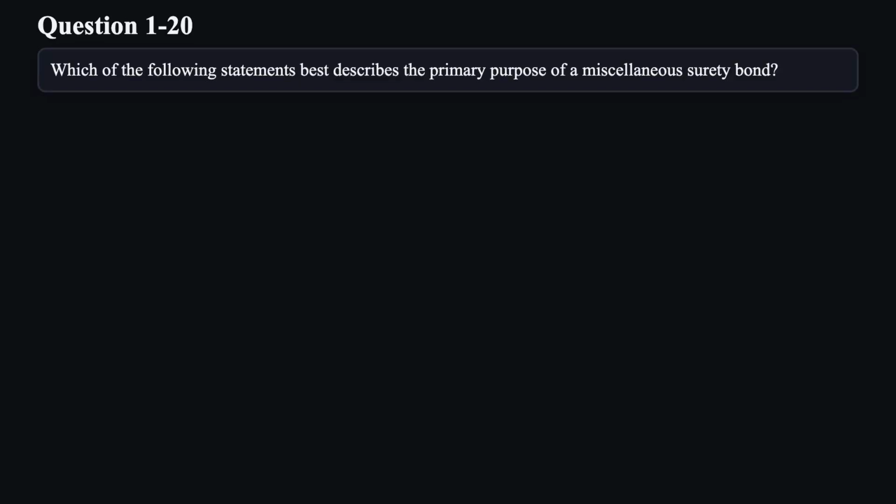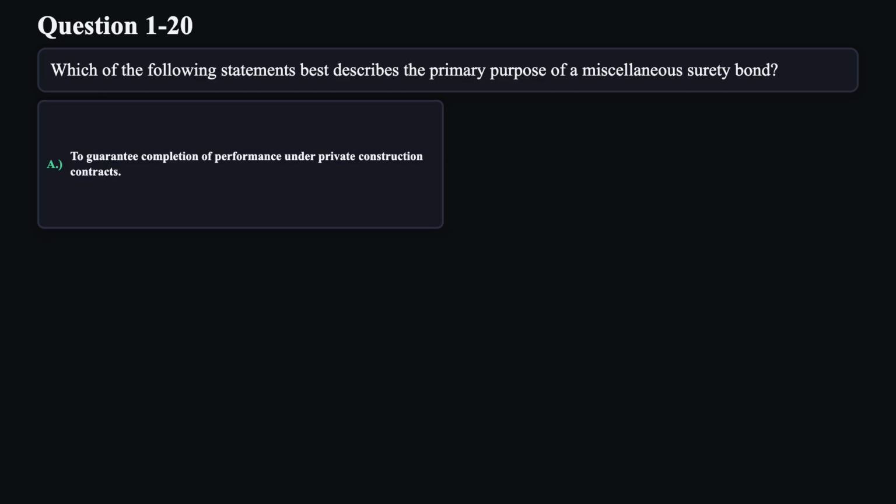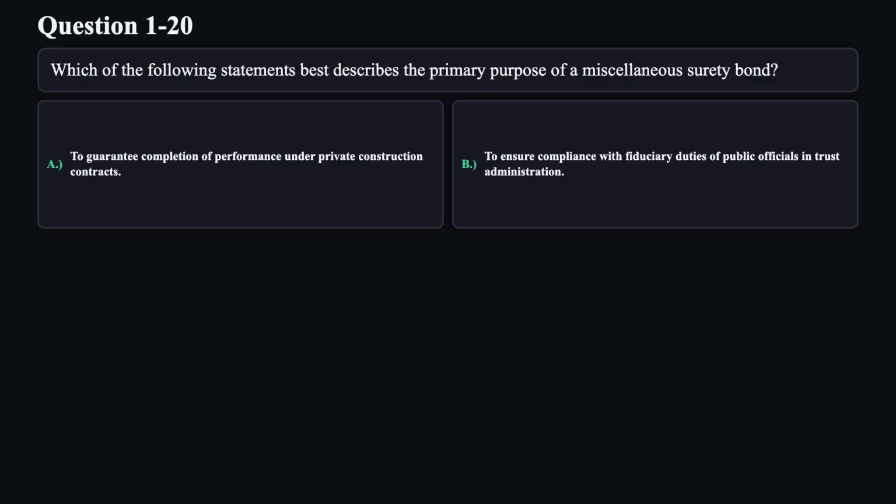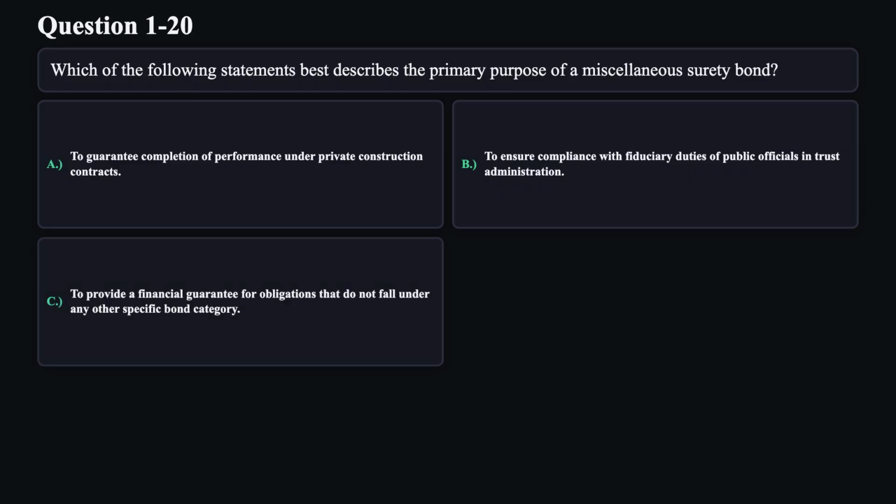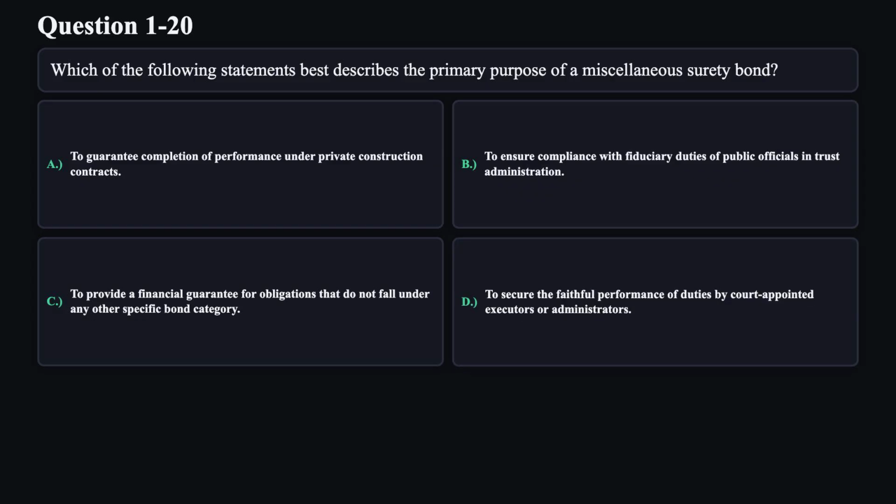Question 20. Which of the following statements best describes the primary purpose of a miscellaneous surety bond? A. To guarantee completion of performance under private construction contracts. B. To ensure compliance with fiduciary duties of public officials and trust administration. C. To provide a financial guarantee for obligations that do not fall under any other specific bond category. D. To secure the faithful performance of duties by court-appointed executors or administrators.